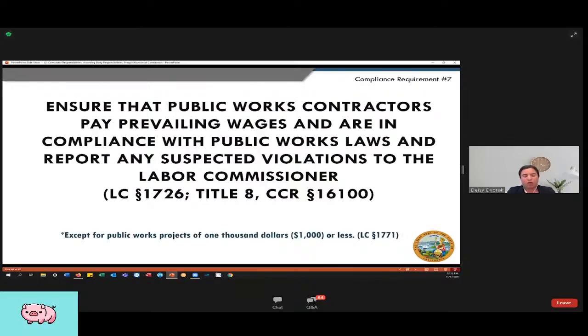As an awarding body, you are also tasked with making sure the contractors are paying prevailing wages and that they're in compliance with public works laws. Many awarding agencies do this by asking their contractors to provide payroll records. If in reviewing these records, you discover or you suspect violations, report them to the Labor Commissioner's office. Our public works complaint can be found online, and anyone can file a public works complaint. Prevailing wages are not required on projects of $1,000 or less. Not sure what you can get done nowadays for $1,000 or less, so I'm guessing this is not a very common situation. Next, please.